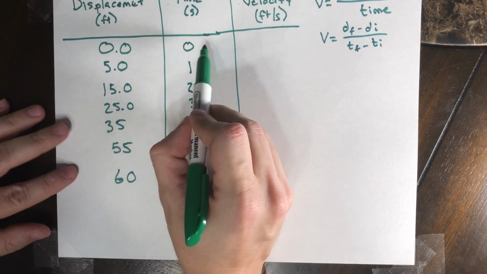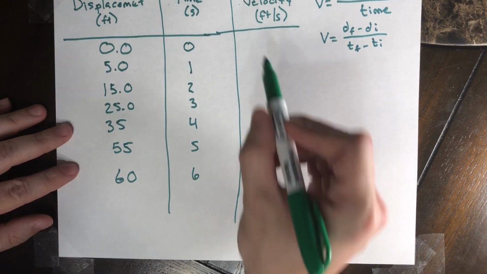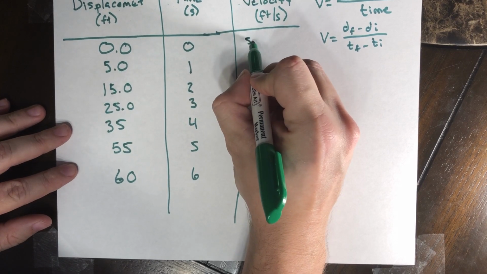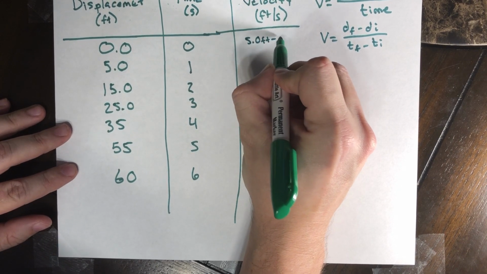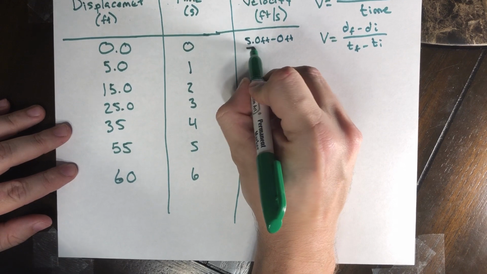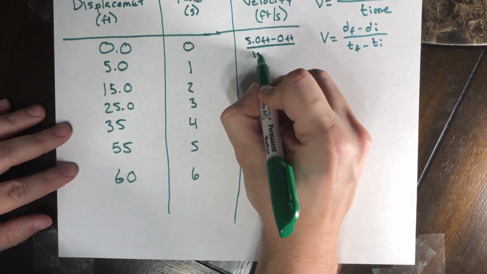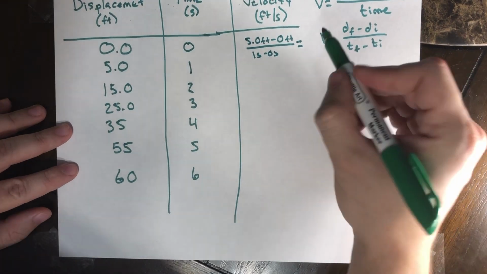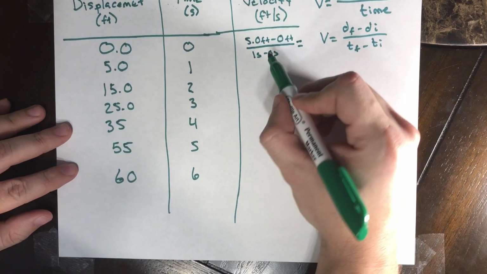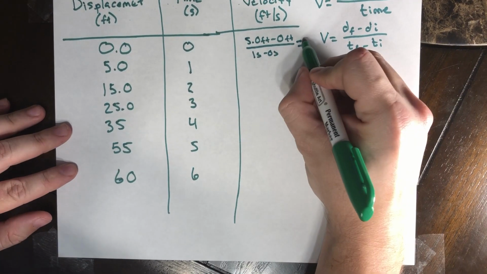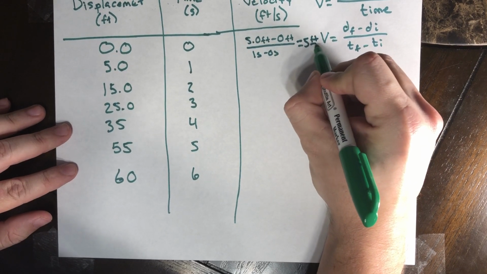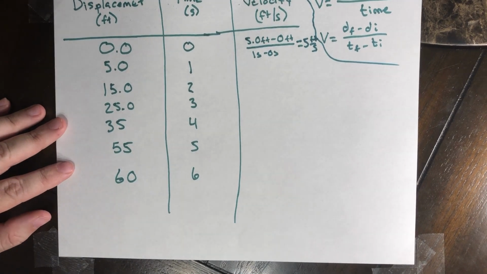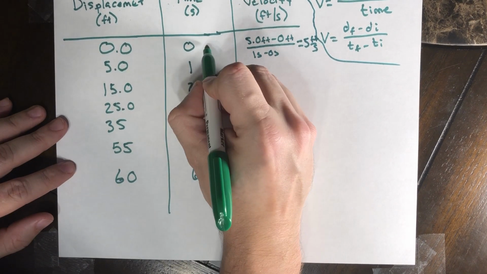So for our first interval, which is between 0 and 1 seconds, we're just going to do 5 feet minus 0 feet over 1 second minus 0 seconds, which is going to give us, well, 5 minus 0 is 5, 1 minus 0 is 1, so 5 feet per second. Sort of bubble this off to the side. So there's our first interval.